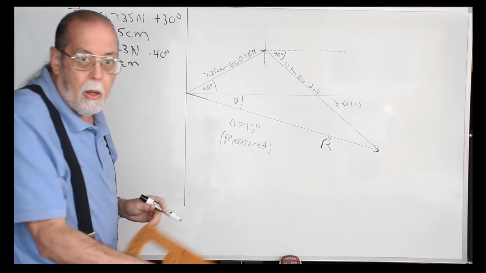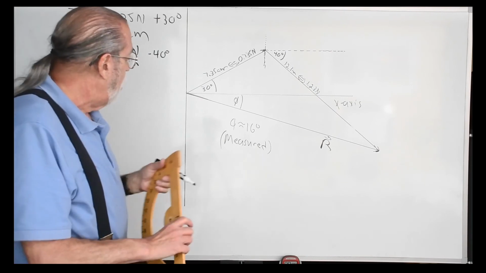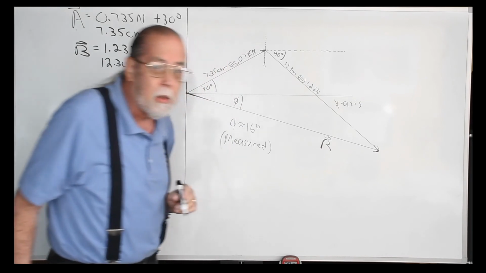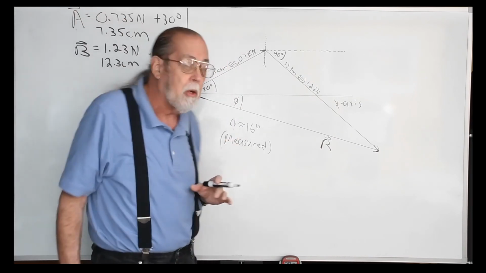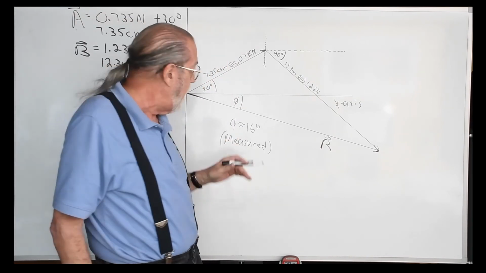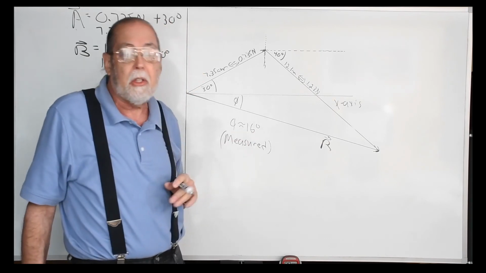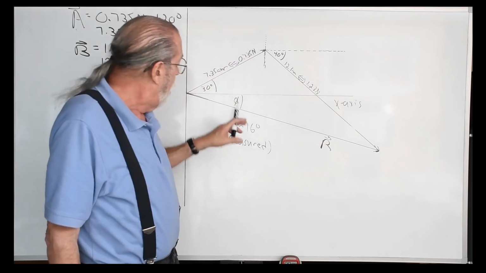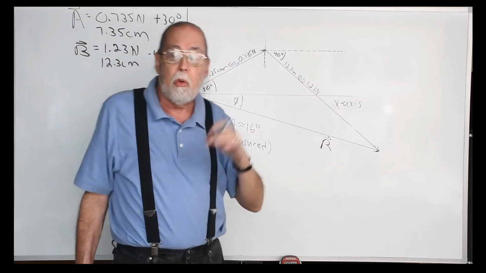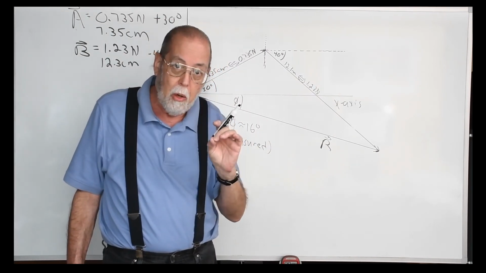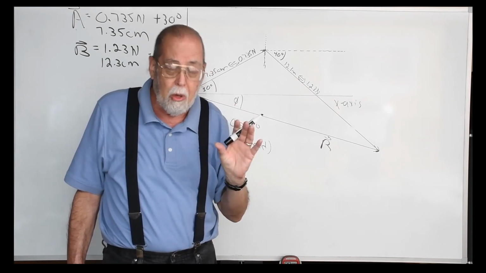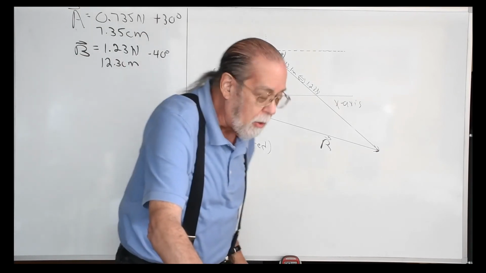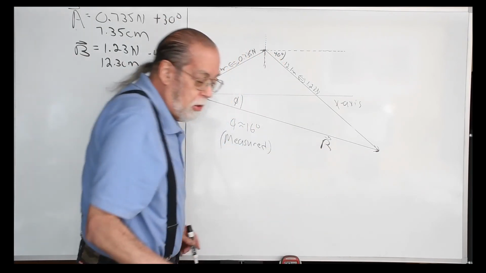And in the handout, I ask you to compare that 16 degrees to the angle that you got by the component method. They won't be perfectly the same, but the question I ask is, within experimental and graphing error, is this angle the same as the one you get by calculating the components? And of course, if you do it right, it's going to be pretty close.